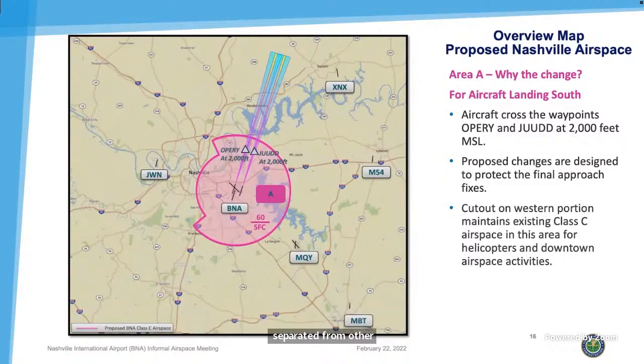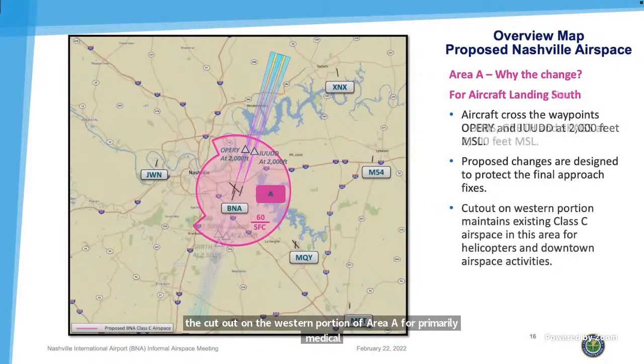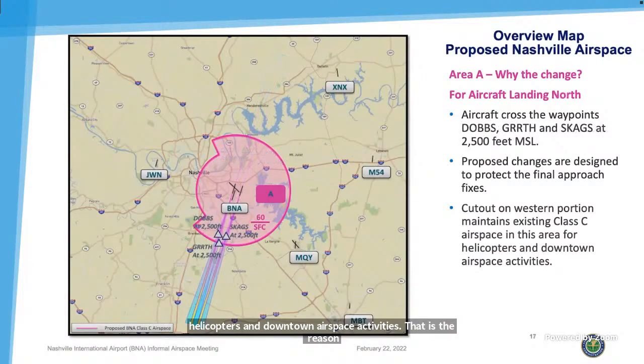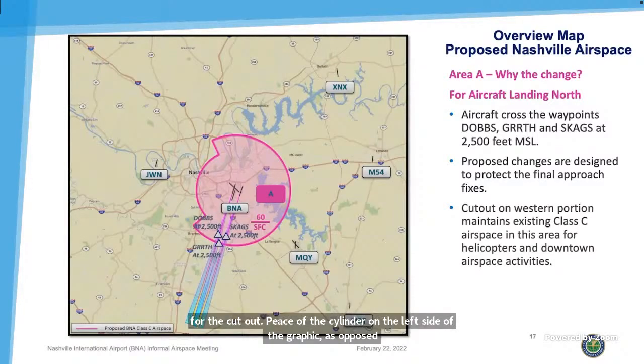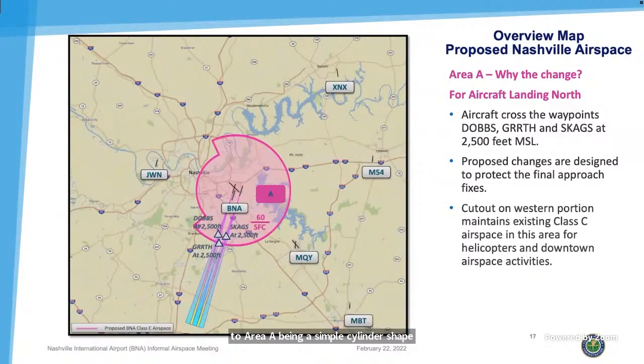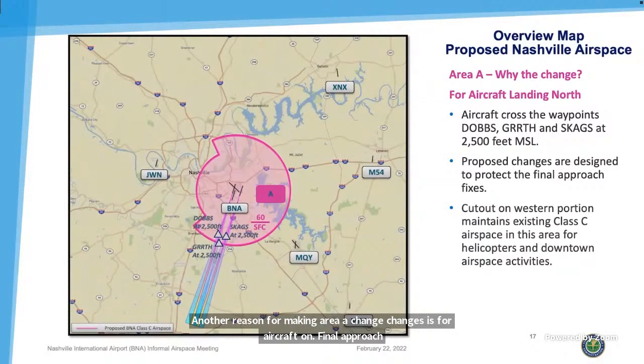and downtown airspace activities. That is the reason for the cutout piece of the cylinder on the left side of the graphic, as opposed to Area A being a simple cylinder shape. Another reason for making Area A changes is for aircraft on final approach in north flow. Aircraft cross the final approach waypoints Dobbs, Garth, and Skaggs at 2,500 feet MSL. This proposal protects these final approach fixes by keeping the arrival traffic separated from other aircraft in the area.